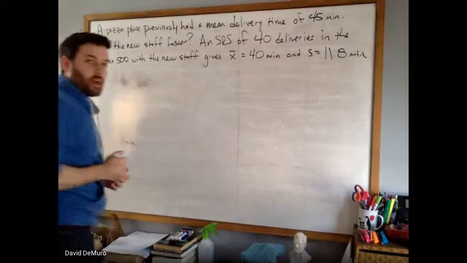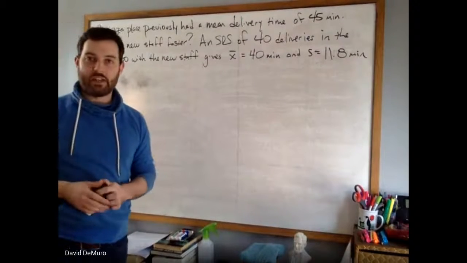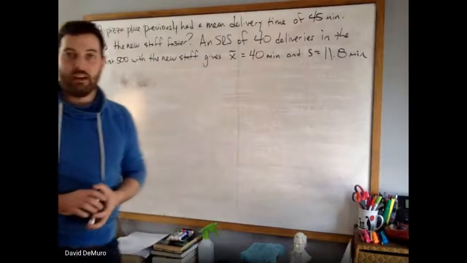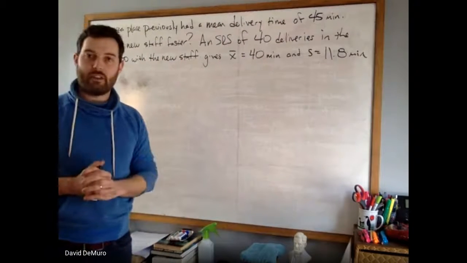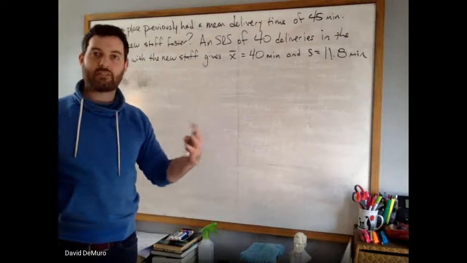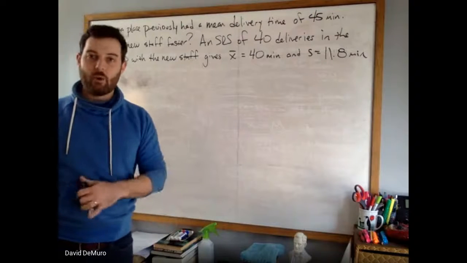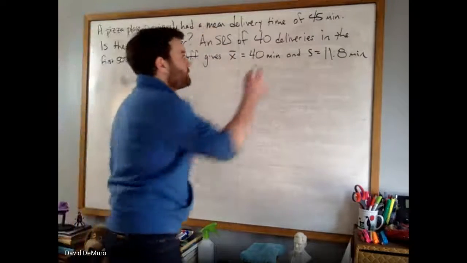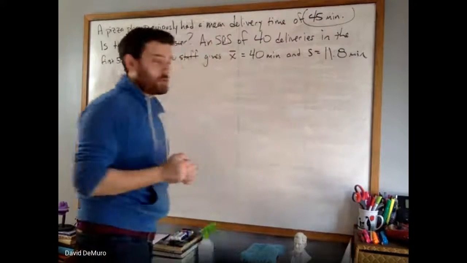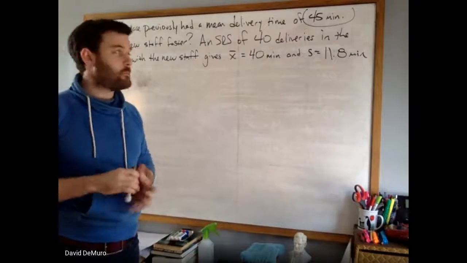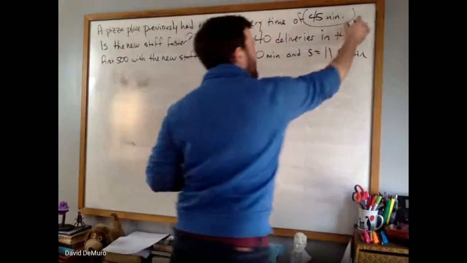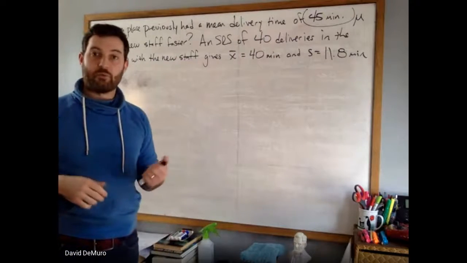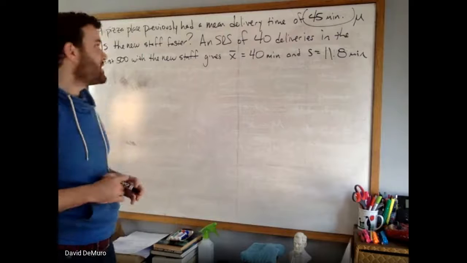So here's the example that we'll take a look at. Let's say we've got a pizza place that normally makes deliveries at an average time of 45 minutes. And let's say that they hire an all new staff and they want to know, is our new staff faster at making these deliveries than what we had in the past? Well, in the past, hypothetically, their true mean delivery time was 45 minutes. And since that's the hypothetical value that we have, that is our value for mu, which we're going to use in the null hypothesis.